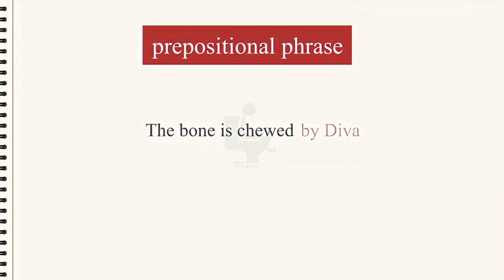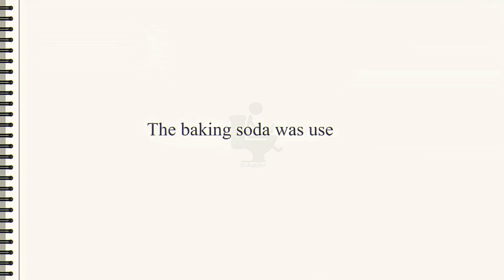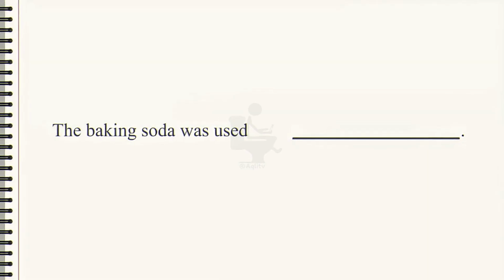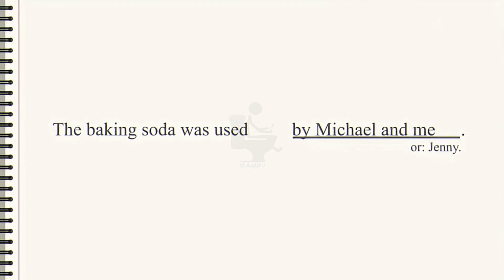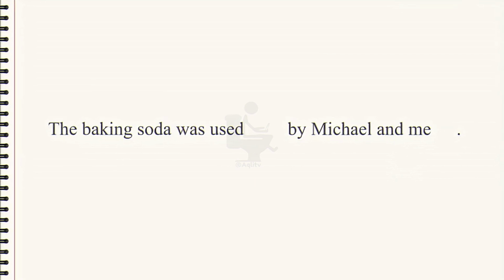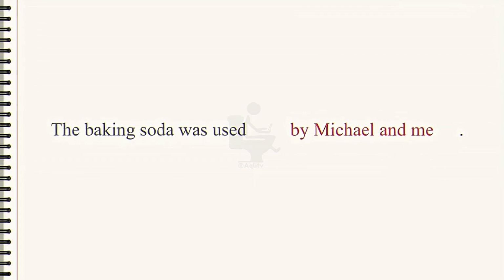Let's go back to our first example. The baking soda was used. How can we add a prepositional phrase here? We can add "by Michael and me." The baking soda was used by Michael and me. Now we have a sentence in the passive voice with a prepositional phrase.